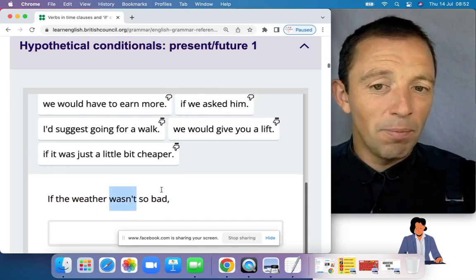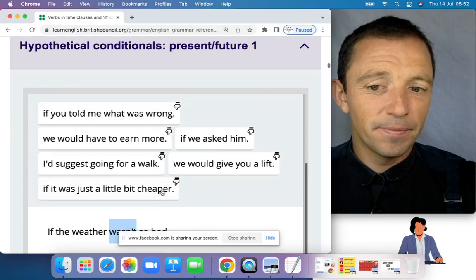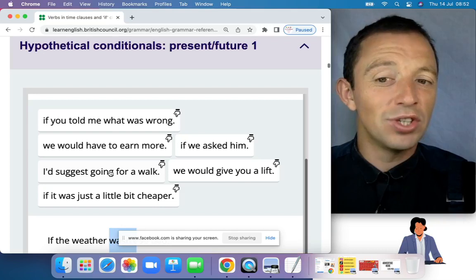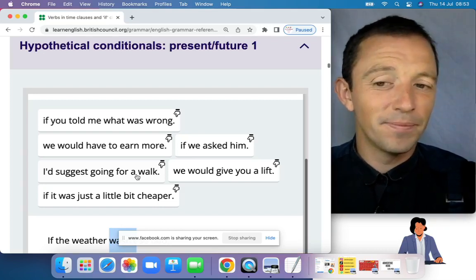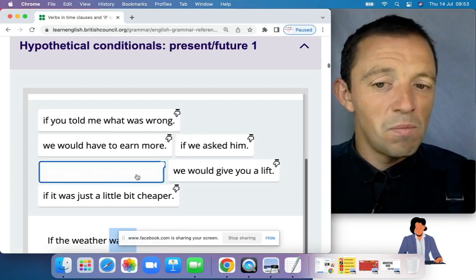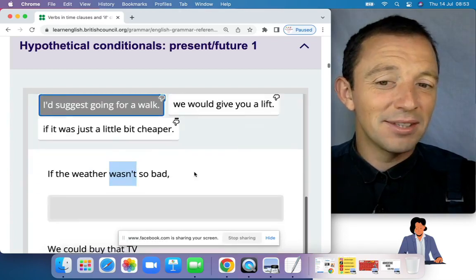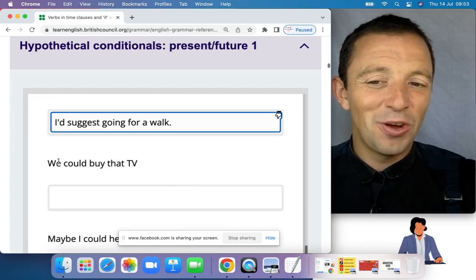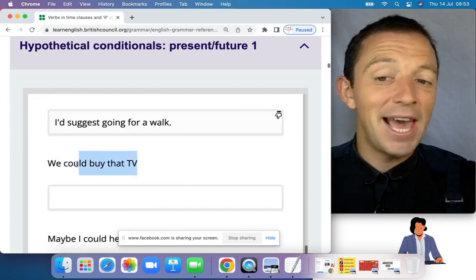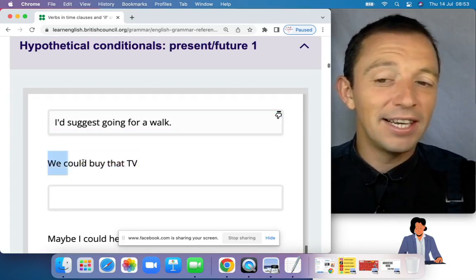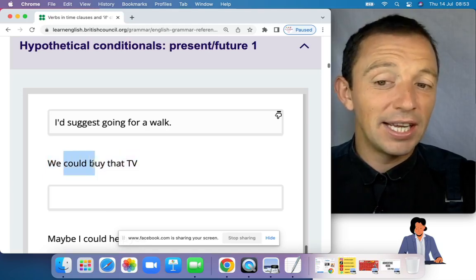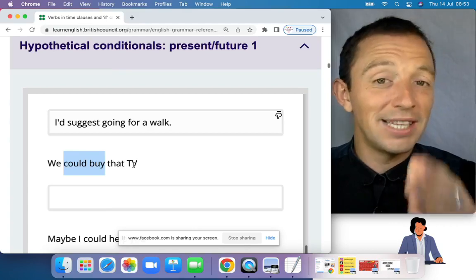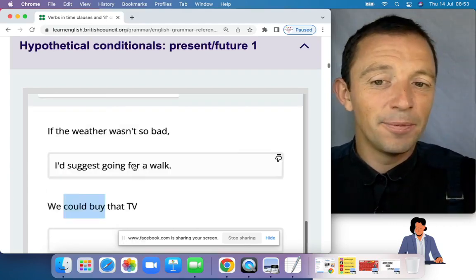If the weather wasn't so bad, well, because of the context, I know the answer is I would suggest going for a walk. And thankfully, we have the context because grammatically, it's very stressful to think about this. We could buy that TV. This is the main clause. Hypothetically, we could buy that TV in present. Yes, because it's a modal. We could buy that TV now, hypothetically.